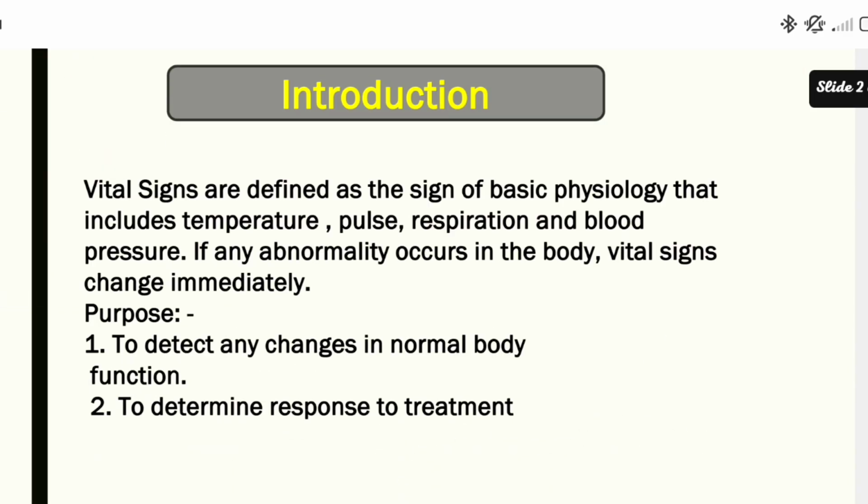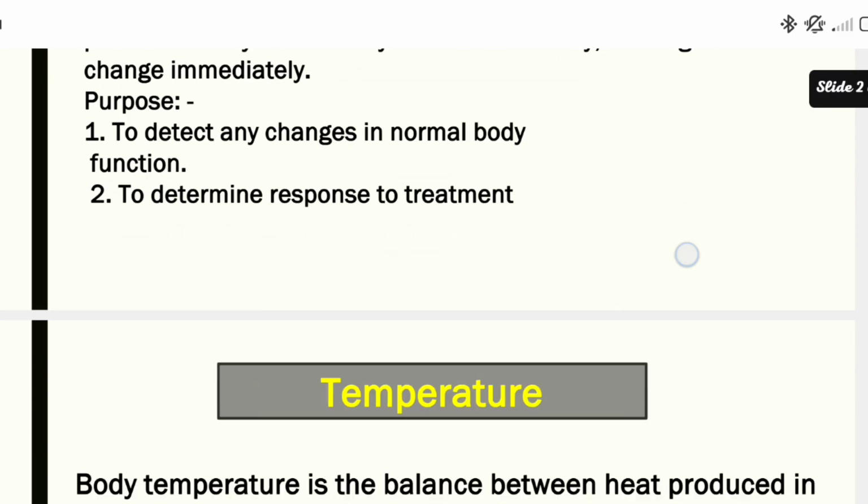Vital signs are defined as the signs of basic physiology that include temperature, pulse, respiration, and blood pressure. If any abnormality occurs in the body, vital signs change immediately, right? The purpose is to detect any change in normal body function or to determine the response to treatment, right?